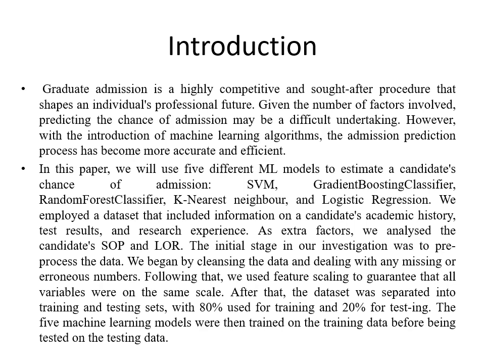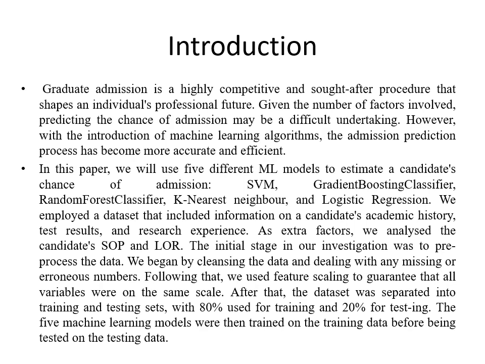In this paper, we will use five different ML models to estimate a candidate's chance of admission: SVM, gradient boosting classifier, random forest classifier, k-nearest neighbor, and logistic regression. We employed a dataset that included information on a candidate's academic history, test results, and research experience. As extra factors, we analyzed the candidate's SOP and LOR.